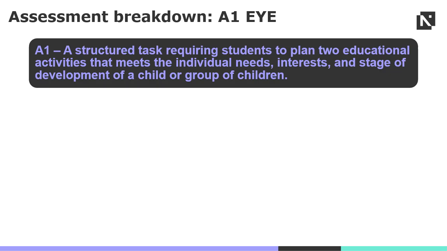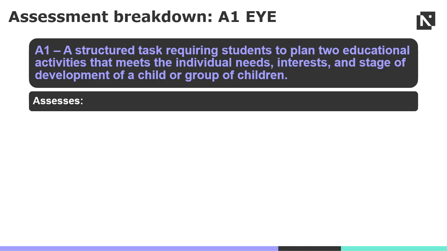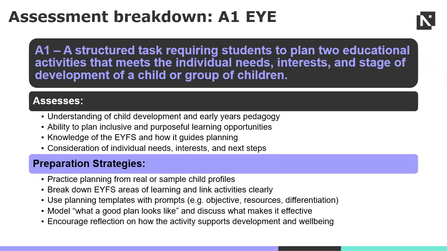Assignment 1 for early years is a structured task where students must design purposeful activities that meet the individual needs and development stage of a child or group of children. For this assignment, students will plan 2 educational activities that support areas of learning in the early years foundation stage. It assesses how well learners understand child development and curriculum frameworks like the early years foundation stage, plan inclusive learning experiences, and reflect on how their activity supports well-being and progress.